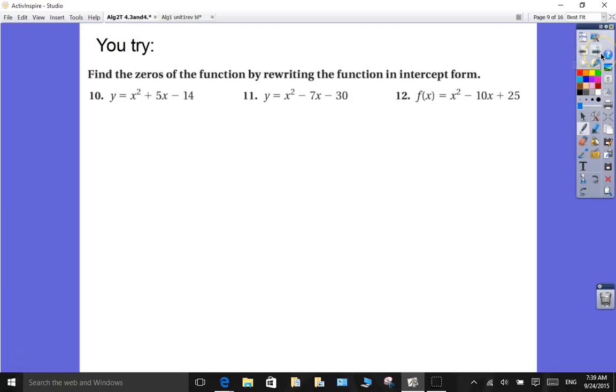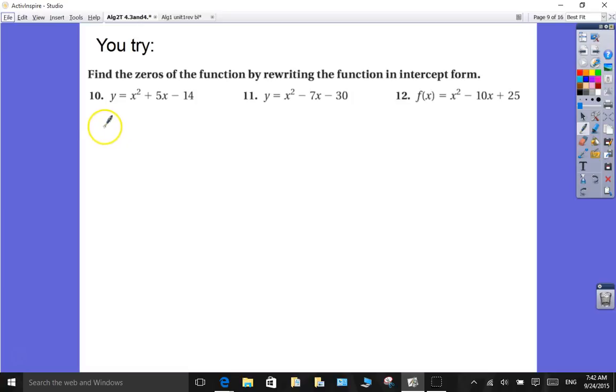Okay, so you go ahead, find the zeros of those. It's really the same process you just went through to find the roots of the equation. Now you're finding the zeros of the function, but you're doing the same thing. Do you have a question? No, just find the zero.